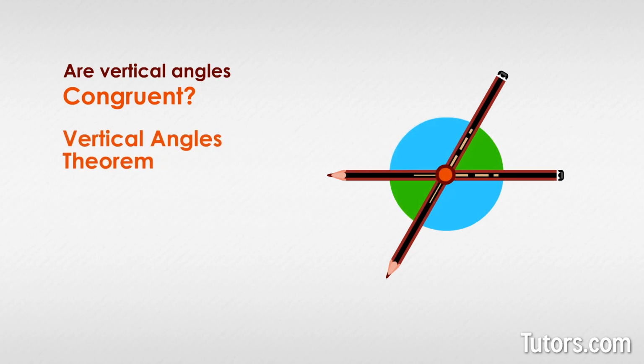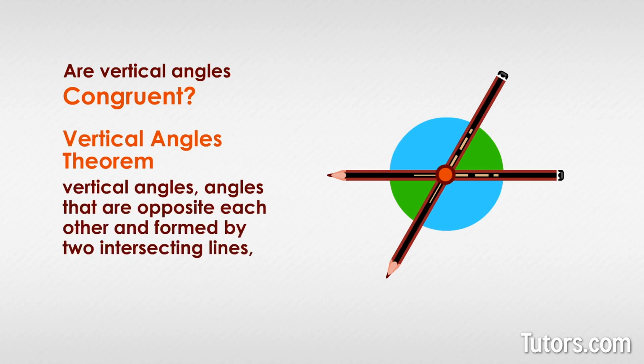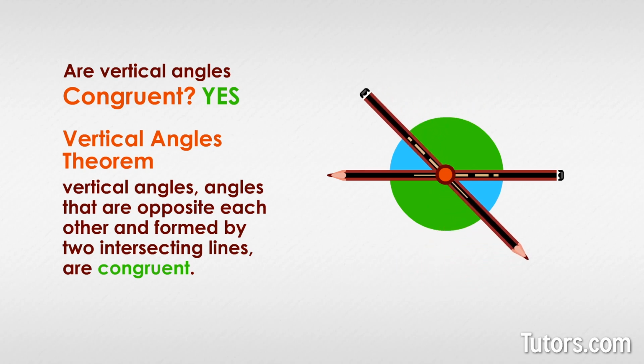Vertical angles theorem states that vertical angles, angles that are opposite each other and formed by two intersecting lines, are congruent. So when someone asks, are vertical angles congruent, you already know the answer is yes. According to vertical angles theorem, no matter how the pencils cross or how you draw two intersecting lines, vertical angles will always be congruent.